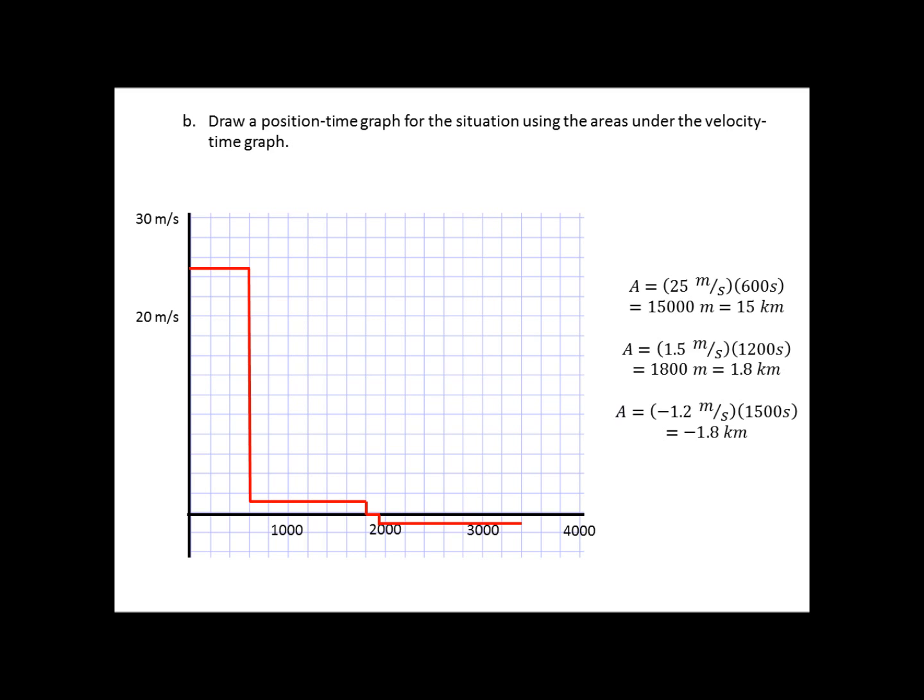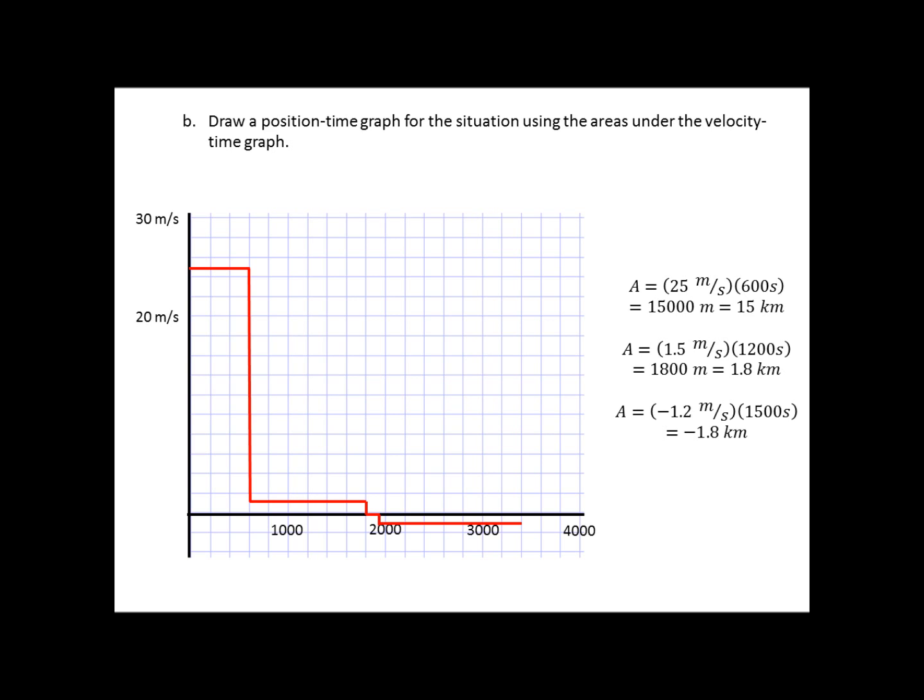So let's start finding these areas. Our first area, 25 meters per second, is our height. We multiply by our width of 600 seconds. We get 15,000 meters. That's 15 kilometers. So he drove 15 kilometers. He runs out of gas. He walks at 1.5 meters per second. That's the height of our second chunk. 1,200 seconds is the width of that rectangle. He goes 1.8 kilometers. We kind of already knew that, but here it is as an area calculation.